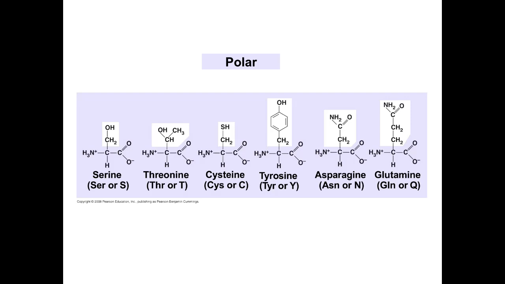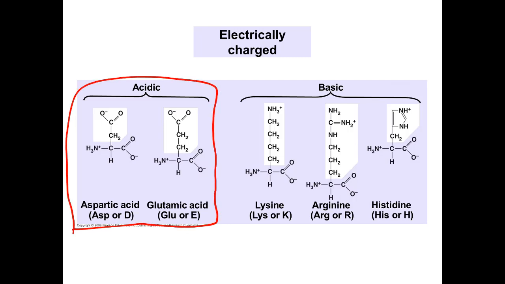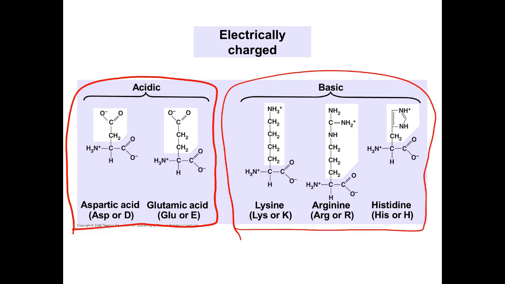In these, we have serine, threonine, cysteine, tyrosine, asparagine, and glutamine. And we have the amino acids that can give away the proton, and these are the aspartic acid and glutamic acid, and therefore are acidic amino acids, or who can receive a proton, such as lysine, arginine, histidine, which basically become positively charged and therefore are called basic amino acids.